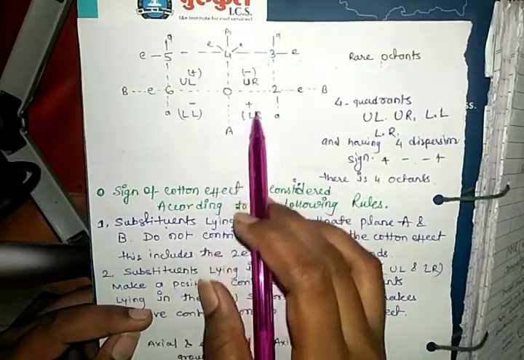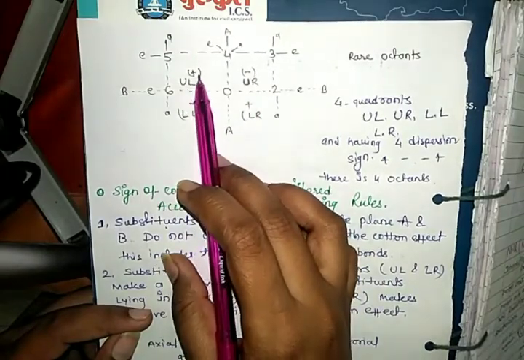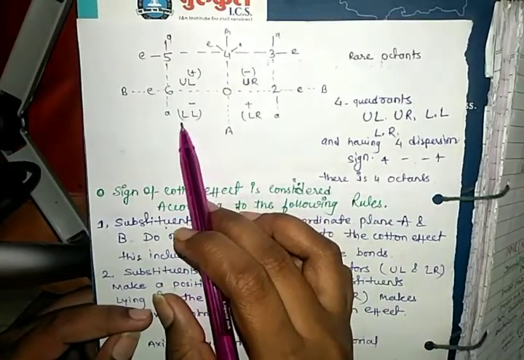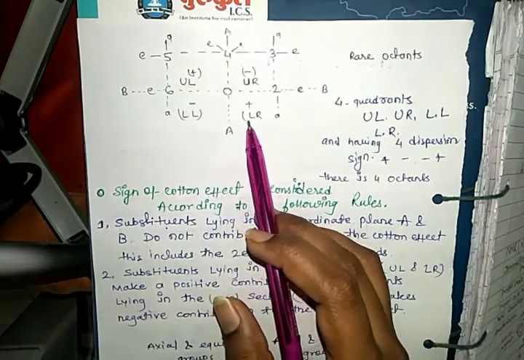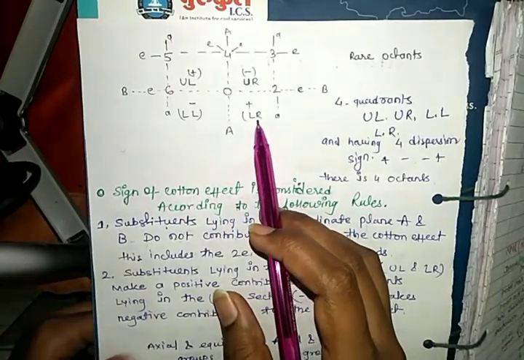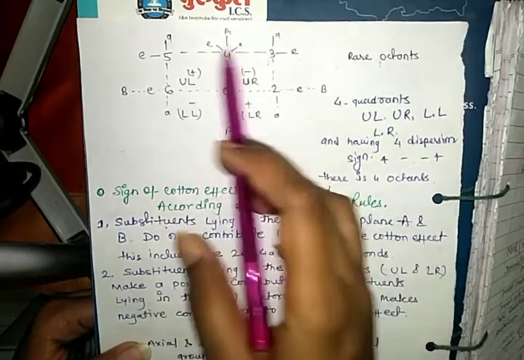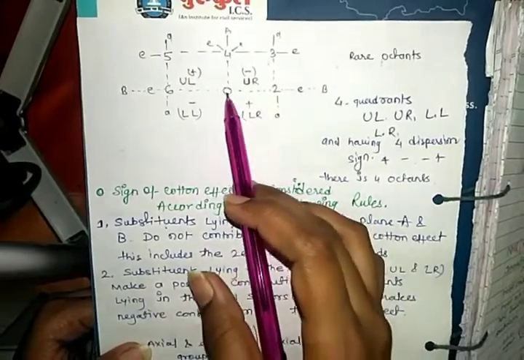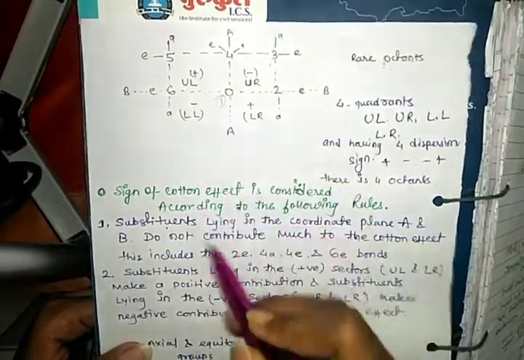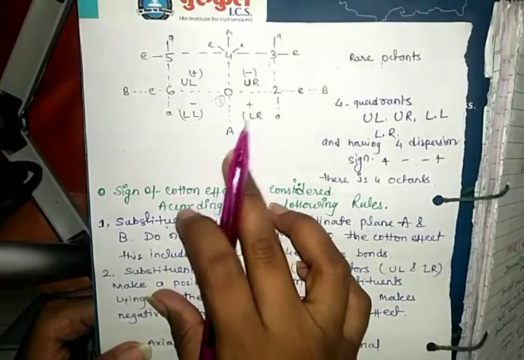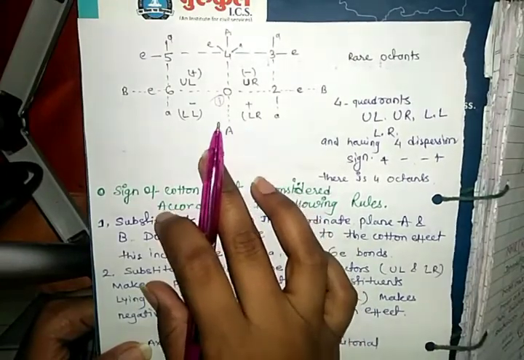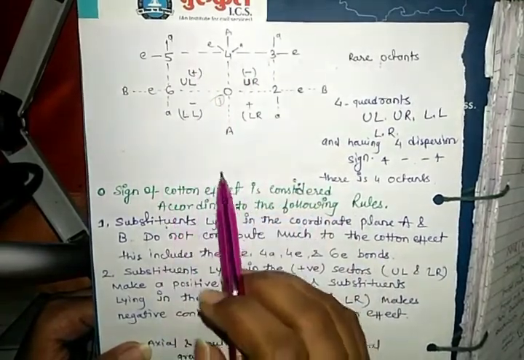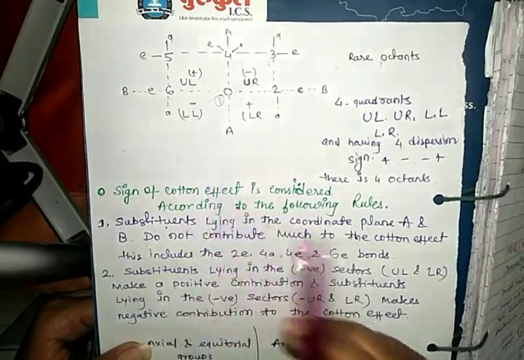And we also give different signs. For upper left we give a plus sign, for upper right we give a minus sign, for lower left we give a minus sign, and for lower right we give a plus sign. And we also give different numbers for carbon, and one number for oxygen. So this is the rear octant diagram, having four dispersion signs. These signs are called four dispersion signs, and there are also four octants.